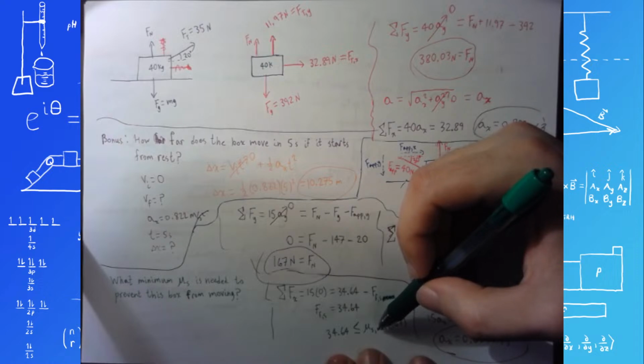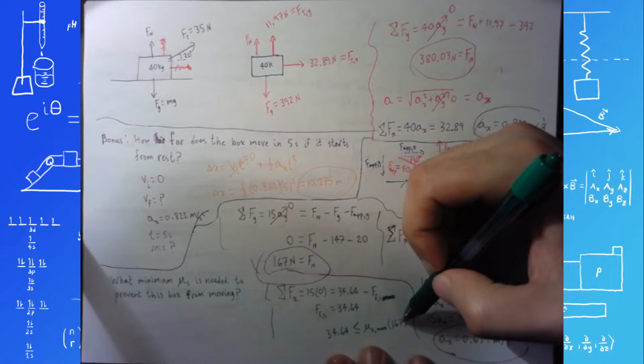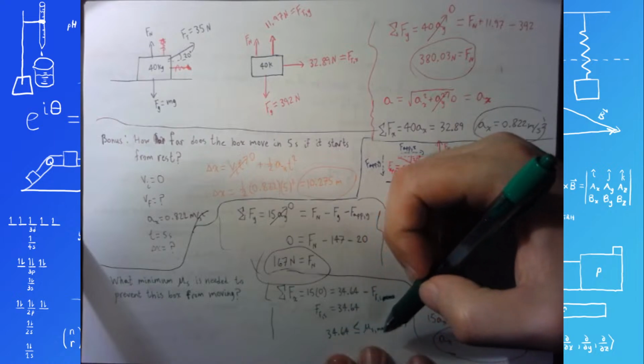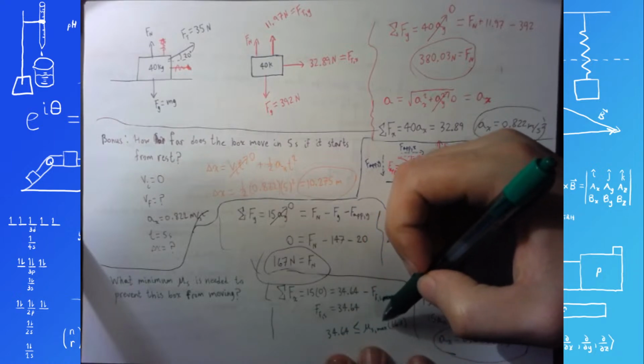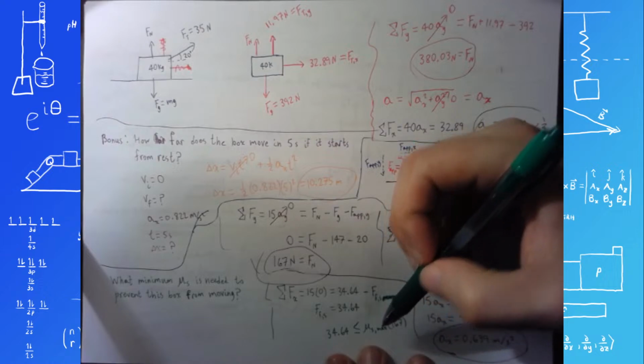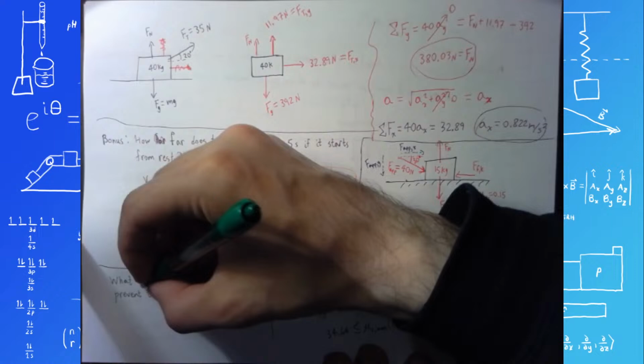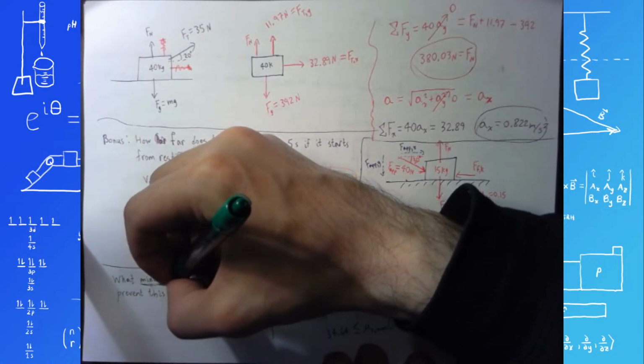I could do half of that. I could do 0.5 if I had a coefficient of static friction of 0.5. 0.5 times 167 is going to be what? 83.5, which is still greater than 34.64. So it would work with a coefficient of a half. And I can still afford to go even lower. So the question is, what is the lowest I can go? That's why the question is, what is the minimum?